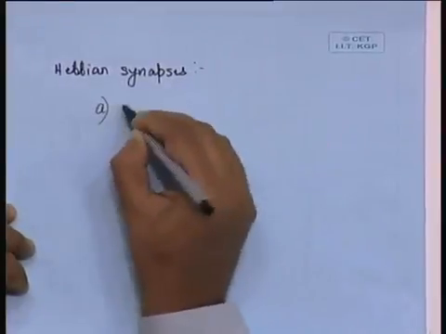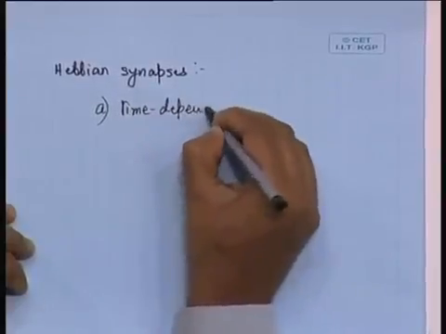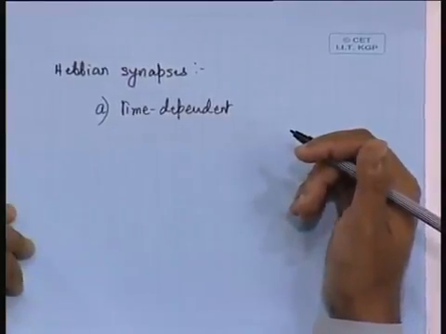Firstly, it is very much time dependent. As we already emphasized, the presynaptic and the postsynaptic neurons' activation should occur at the same time. That is to say, they must occur synchronously. If they are not synchronous, if they are asynchronous in nature, then we are not going to have the strengthening; we are going to follow a weakening. So, it is very much time dependent.